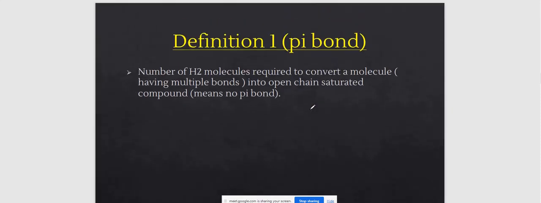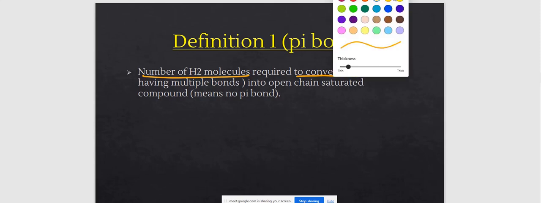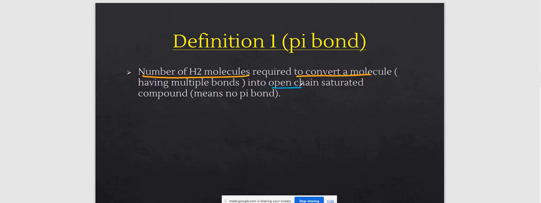This is with respect to pi bond. Number of hydrogen molecules required to convert the given molecule, this is very important, into open chain saturated compound. What is the meaning of open chain, Raksha? Open chain in the sense structure will be open.